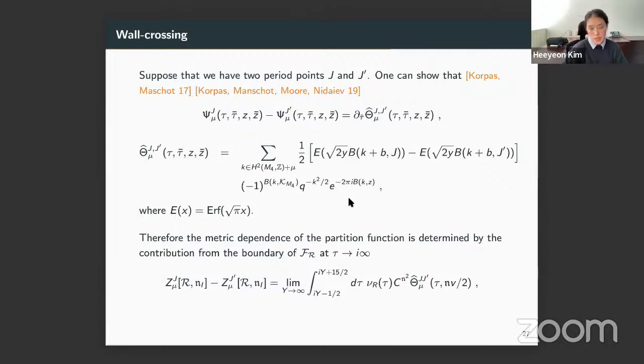Now we can describe the wall crossing. Suppose that we have two period points, J and J prime. What's shown in this paper is that the difference between the integrand evaluated at J and J prime can be written in terms of the total derivative of some non-holomorphic function that I wrote here, where this E is nothing but the error function, which is evaluated as some quantity that depends on J and J prime. And using this structure, by integration by parts, we can show that the metric dependence of the partition function is determined by the contribution from the boundary of this fundamental domain, where tau goes to i infinity, so that you can write the partition function in the following way.